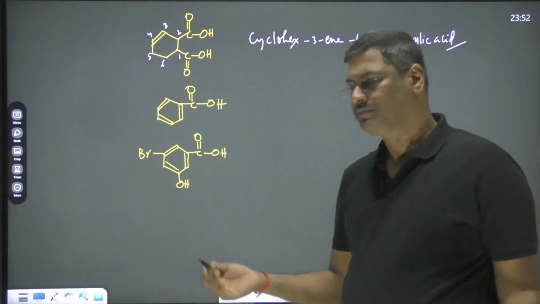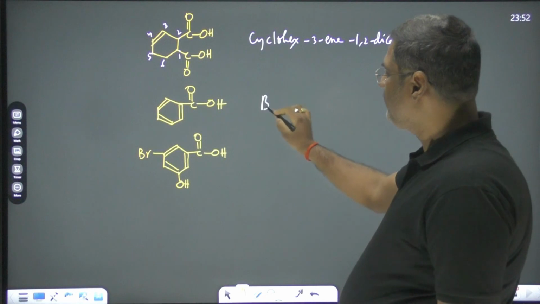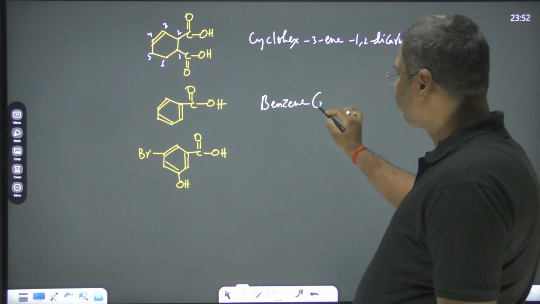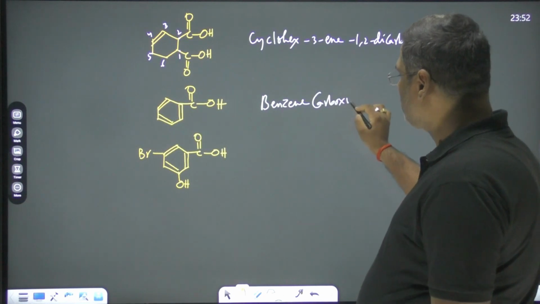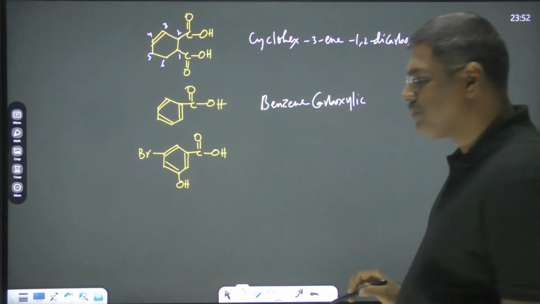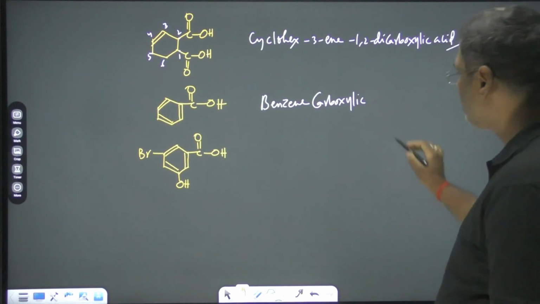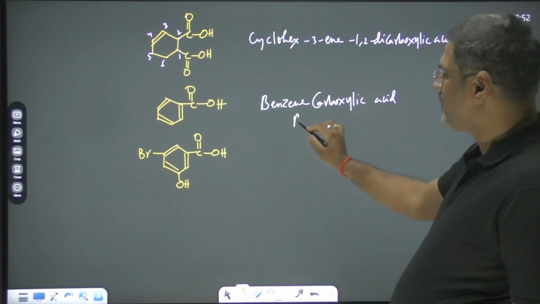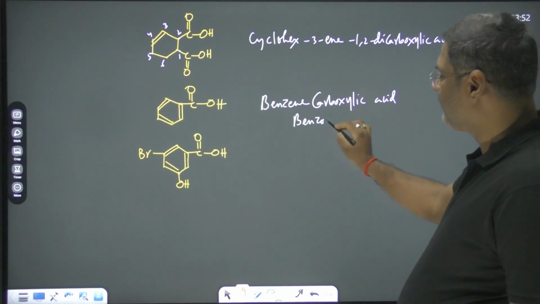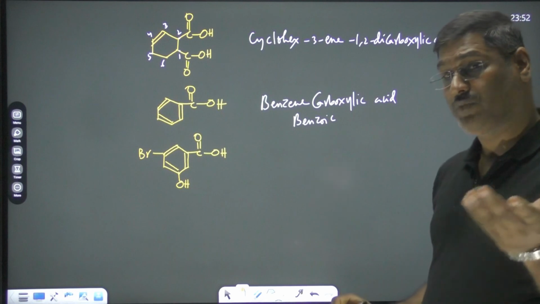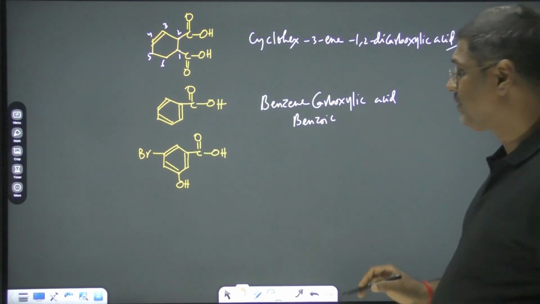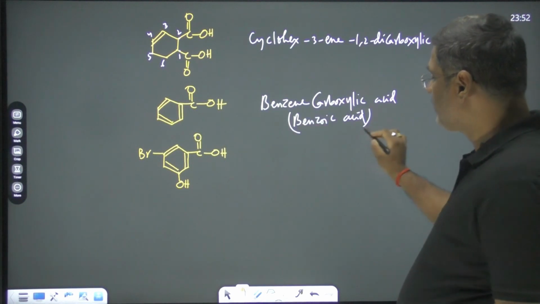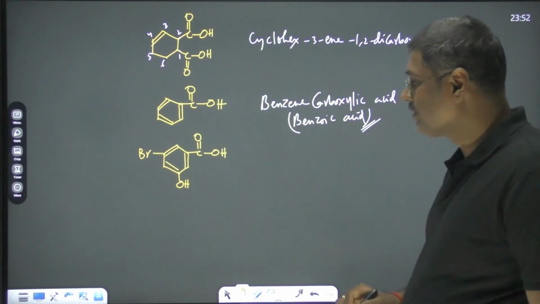In this one, very clear. Benzene carboxylic acid. Certainly this one is the systematic IUPAC nomenclature. Benzene carboxylic acid. But benzoic acid is even the IUPAC name, well accepted. Many of the common names are well accepted IUPAC names. So benzoic acid is one, right? Benzoic acid is also considered as IUPAC nomenclature.